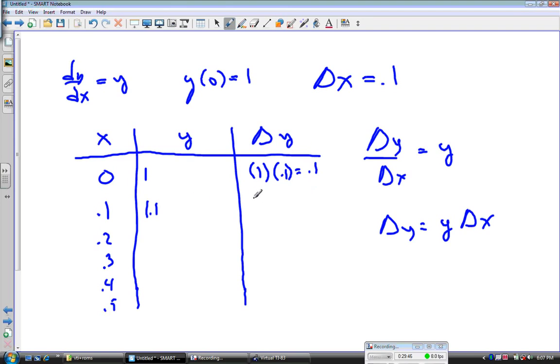Well, how do you get the next delta y? Get the current y value times delta x. The current y value is 1.1. Delta x is not changing, so it's 0.1. So you get 0.11. Well, if you add 1.1 plus 0.11, you get 1.21.